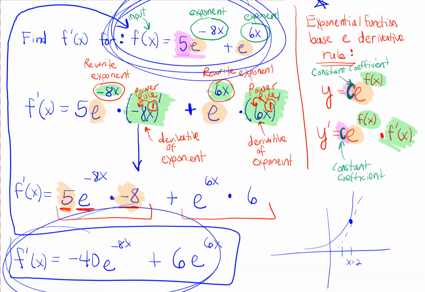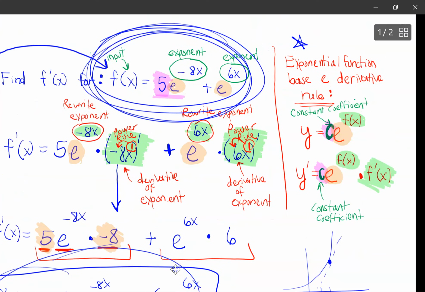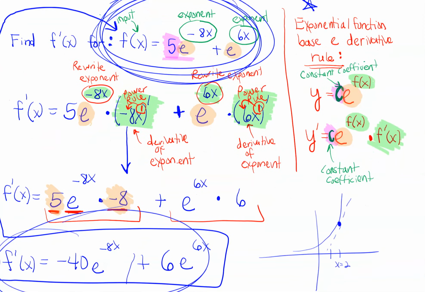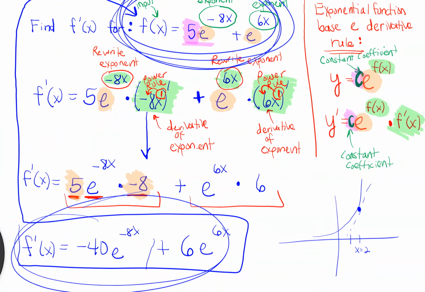So original function tells you all the points on the graph. The derivative tells you the rate of change of those points at that specific point on the graph.